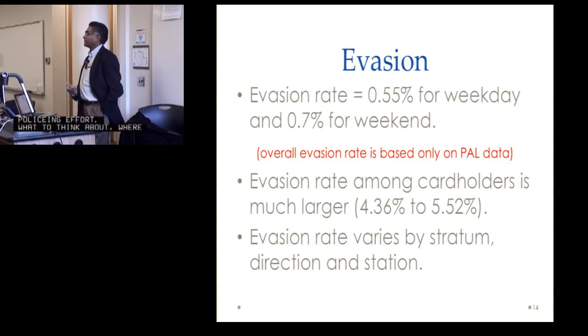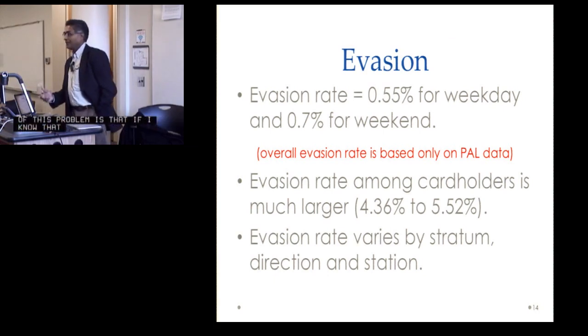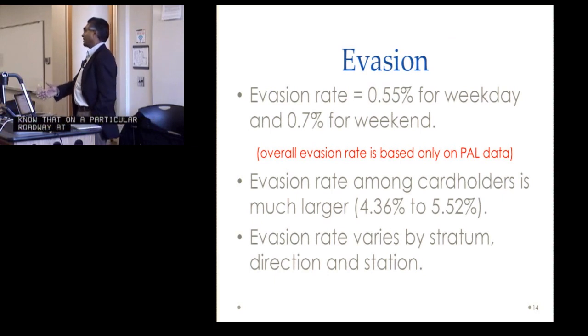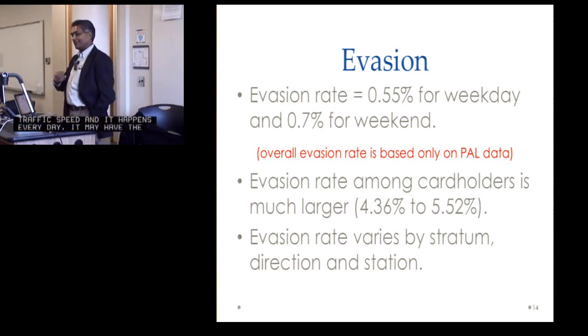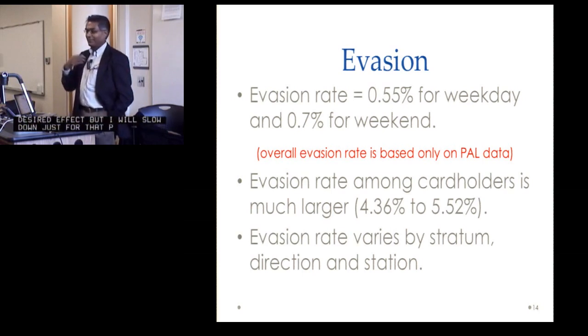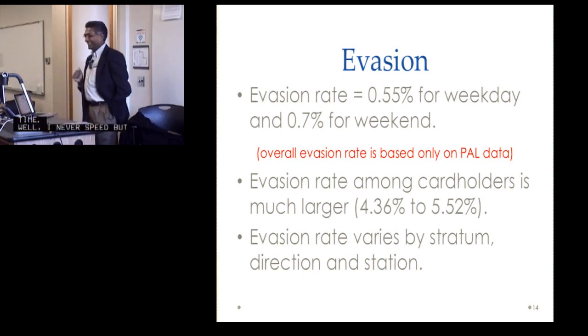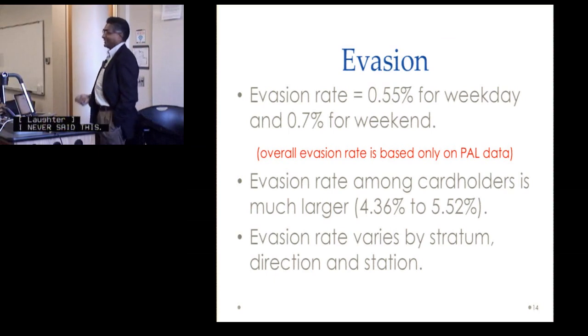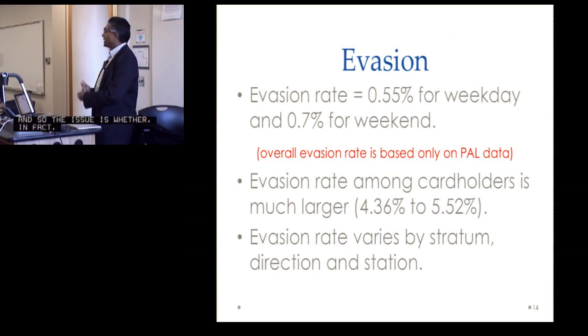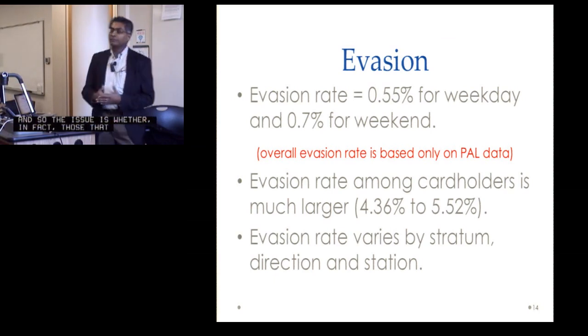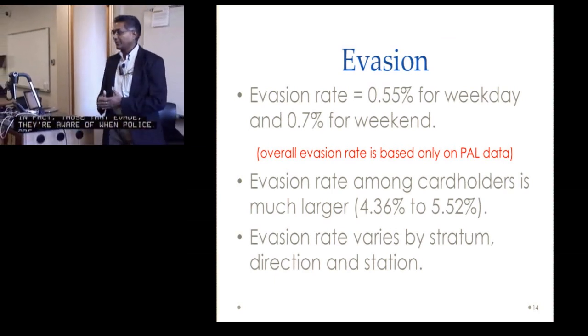The other interesting aspect of this problem is that if I know that on a particular roadway at 9 a.m. there is a cop car checking the traffic speed, and it happens every day, it may have the desired effect, but I will slow down just for that period of time. Well, I never speed, but I never said this. But this can happen. And so the issue is whether, in fact, those that evade are aware of when police are more likely to be riding the trains.